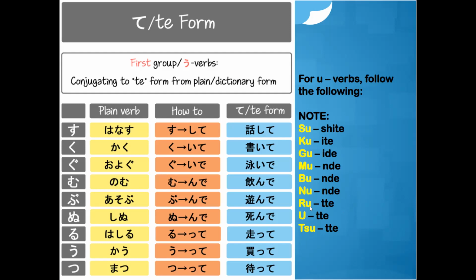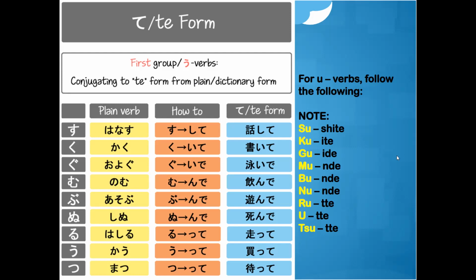But in terms of the grammar function, that is classified as the te form. And next to the nu is the ru. So for the ru, u, and tsu, all those words that end with these syllables, just like hashiru, which means to run, become hashitte. And we also have kau, which means to buy, katte. And matsu, which means to wait, matte. That's why the expression that you have learned is Matte kudasai. Chotto matte kudasai. Please wait for a while. So matte there is the te form of the verb matsu, which means to wait.